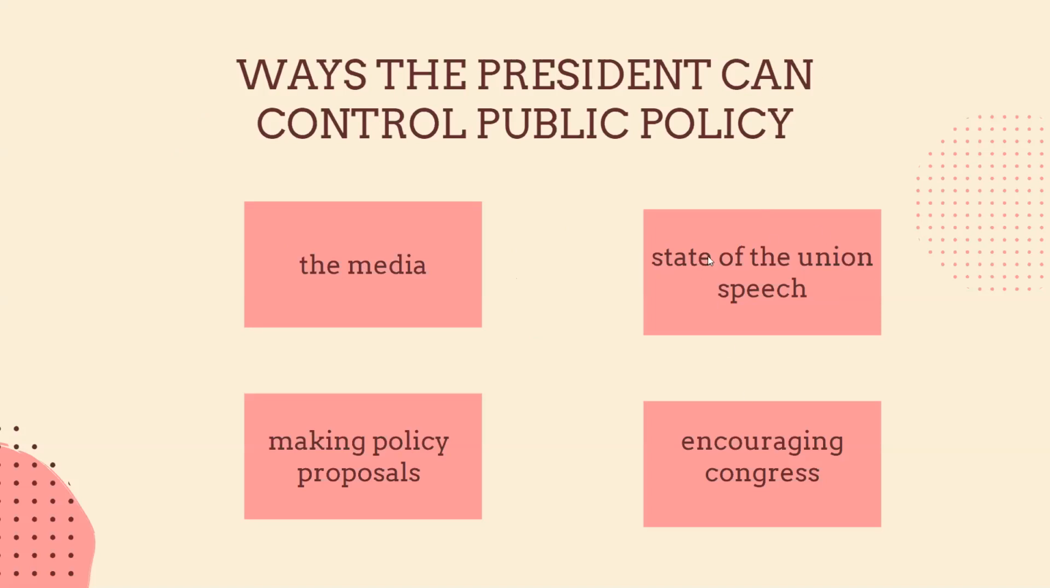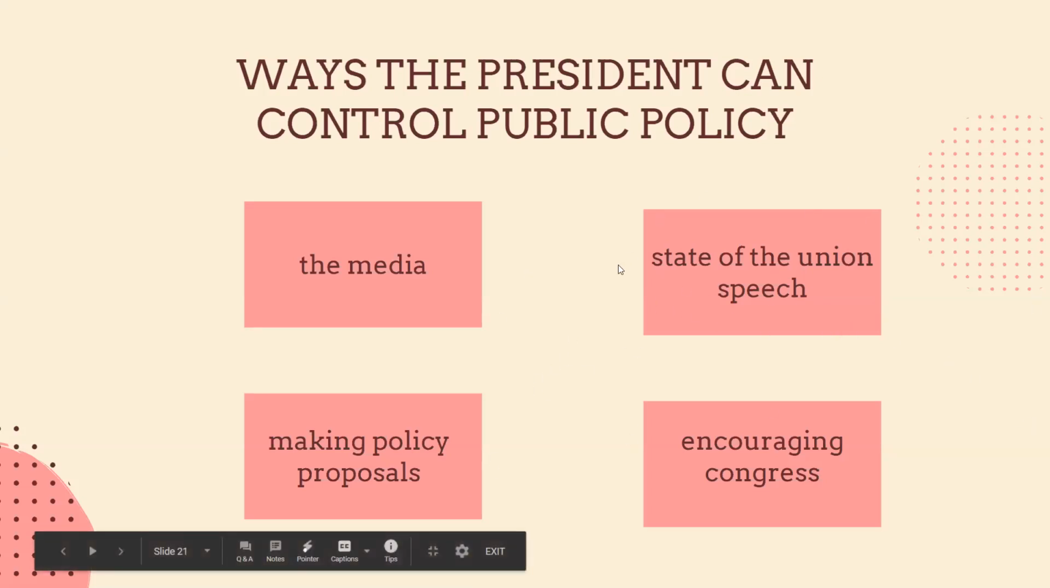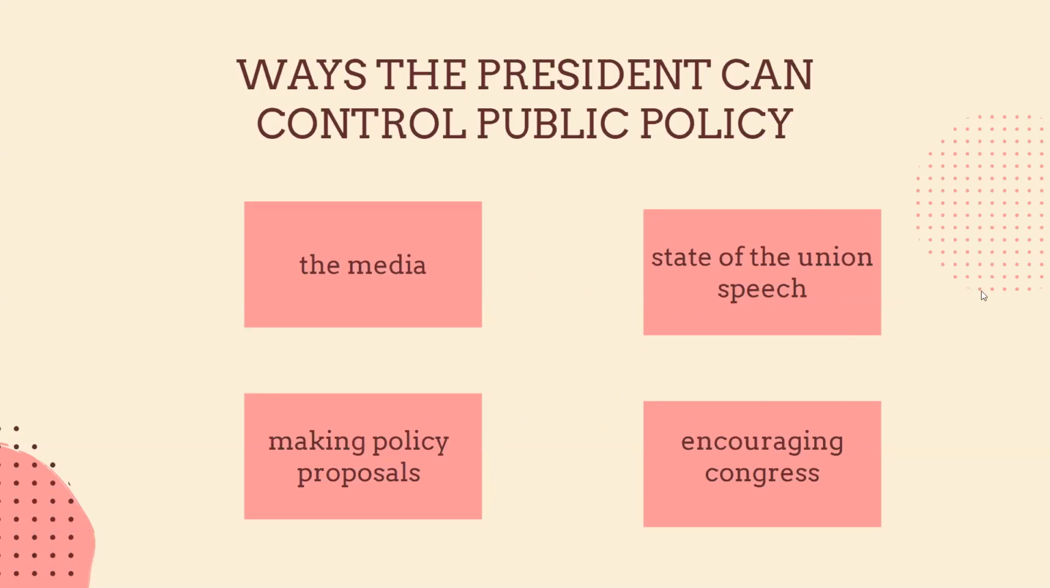Also, they can issue a State of the Union speech, which is when they gather all of Congress and make a speech in front of them. So he can push his policy onto Congress and try to get them to make laws that he wants. And then they have making policy proposals, which is basically the same thing as the State of the Union speech, just more informal. He just makes a proposal and it's not a whole speech. And then he can encourage Congress, so basically the same thing.